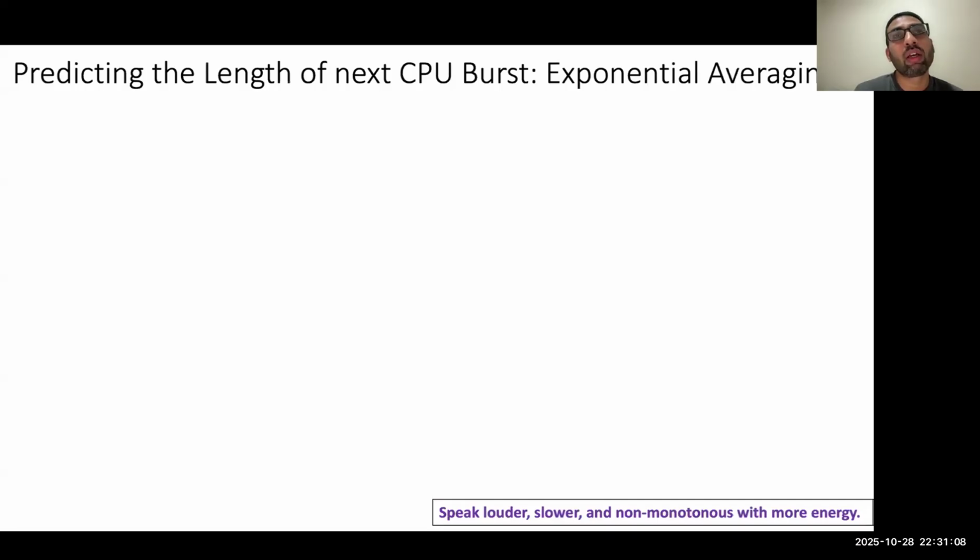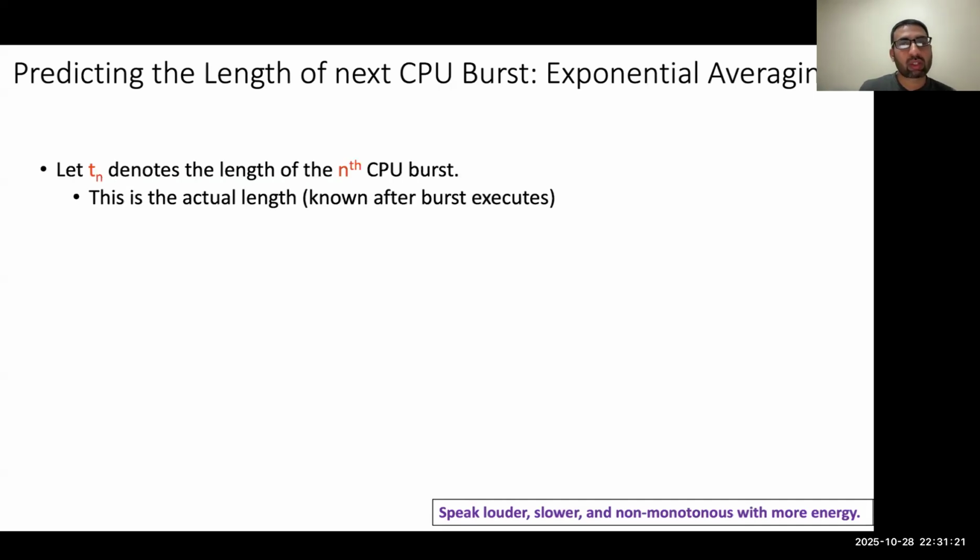But the issue is that we cannot know the next CPU burst of a process without actually running it. So, if we cannot know it in advance, then the only thing we can do is to estimate the next CPU burst of a process, right? And for that, we can use exponential averaging to estimate the next CPU burst.